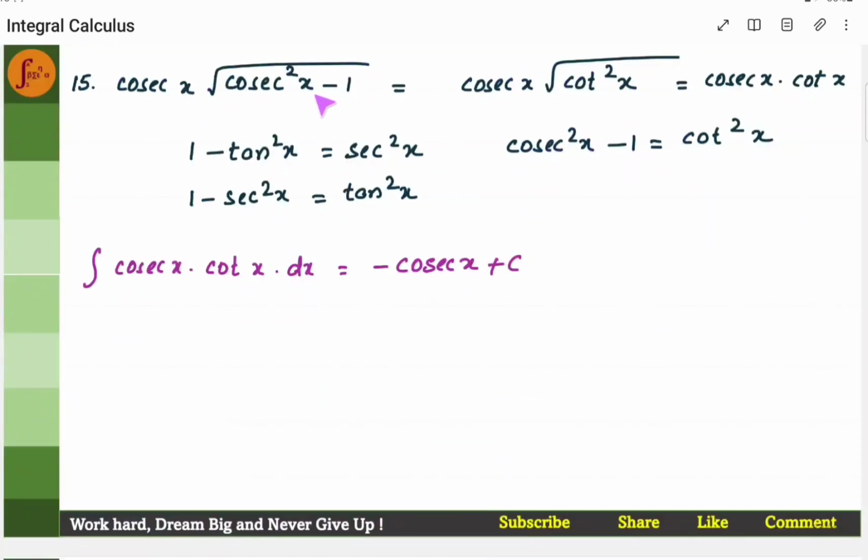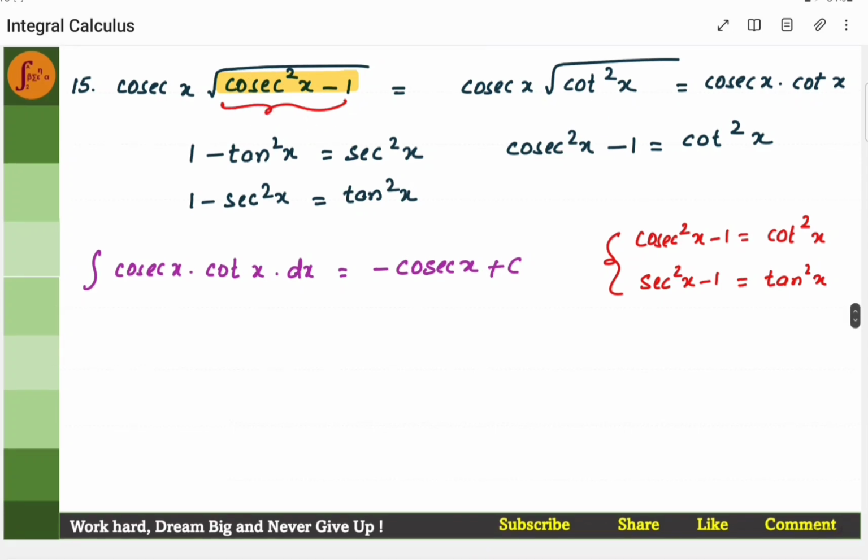Now this is another one. Now here we'll have to remember a few formulas. It's difficult to find the integral if we don't remember the formulas. We can write cosec square x minus 1 as cot square x. Similarly, secant square x minus 1 is tan square x. We'll have to remember these two important formulas. Cosec square x minus 1 is cot square x. So instead of this, we'll write cot square x.